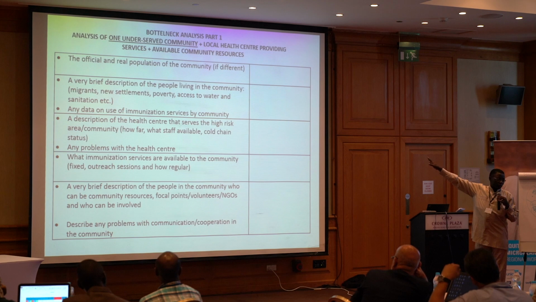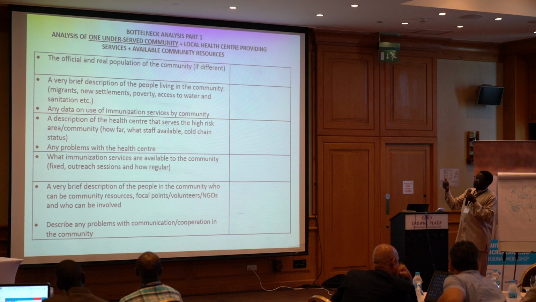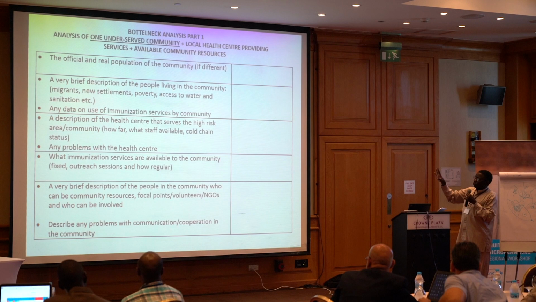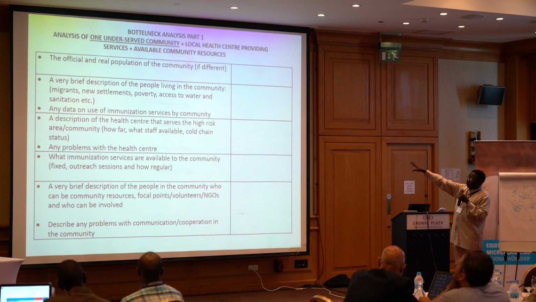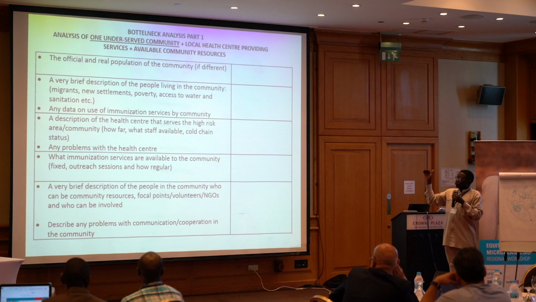We may go to this page in the forms which we provided and look at them. We want you to look at the official and real population of the community. They may actually be different. In a very brief description, try to describe the people living in the community. You can put them as migrants, new settlements, or whatever. And any data on use of immunization services by the community.